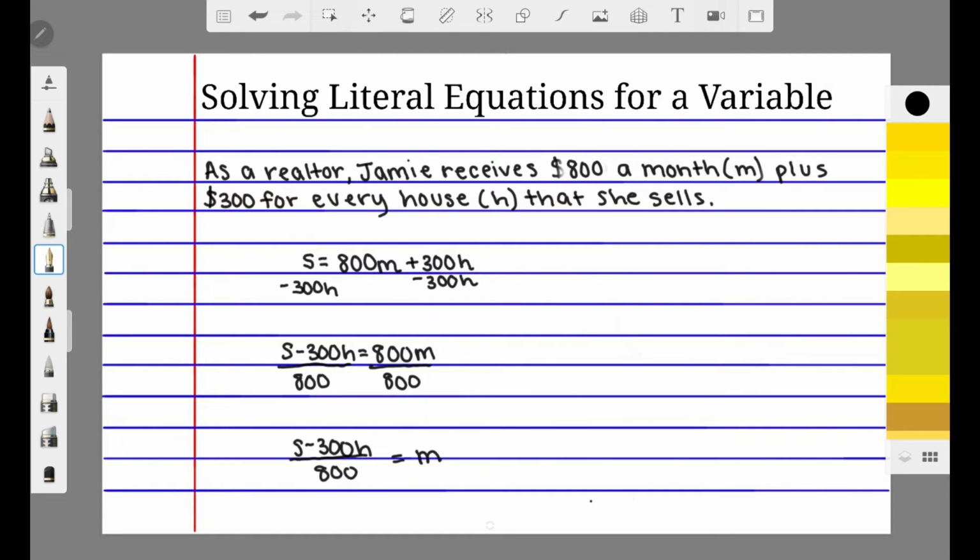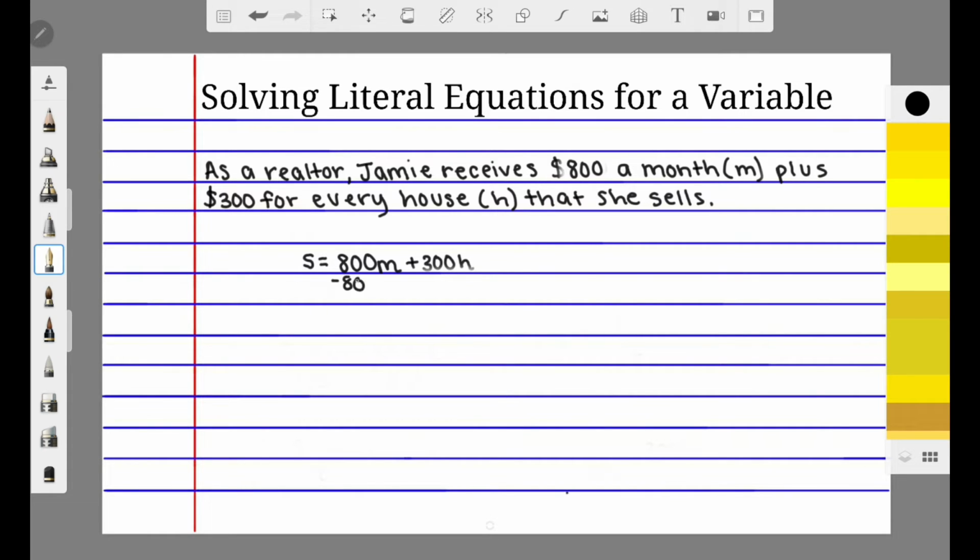Or we can also make it each individual term. So s over 800 minus 300h over 800. And we wanted to solve for houses, and then h. Let's solve for h.